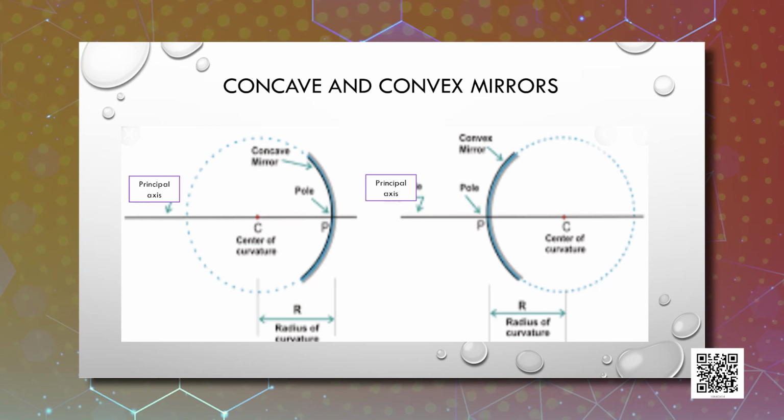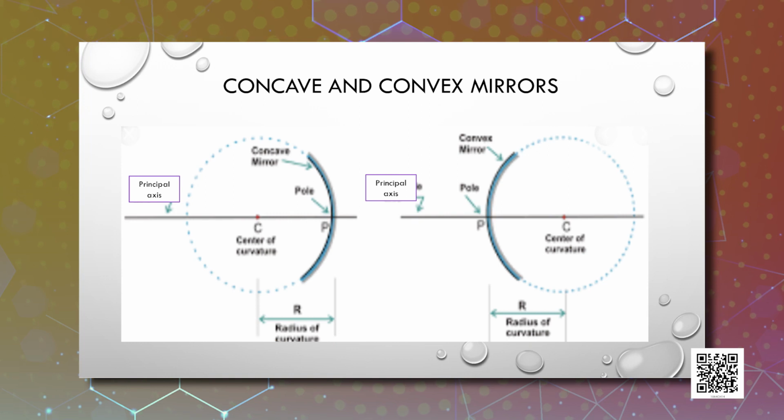You may note that the distance between the pole and the center of curvature, represented in the diagram as PC, is equal to the radius of curvature. Imagine a straight line passing through the pole and the center of curvature of a spherical mirror. This line is called the principal axis. Remember that the principal axis is normal to the mirror at its pole.